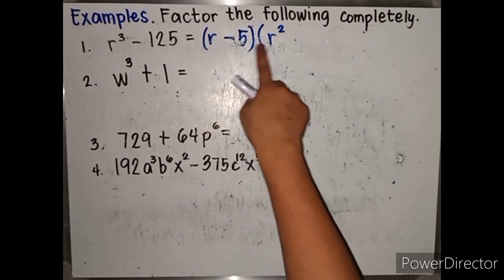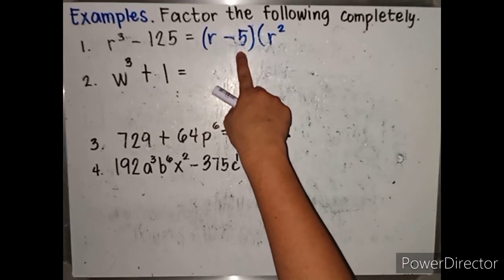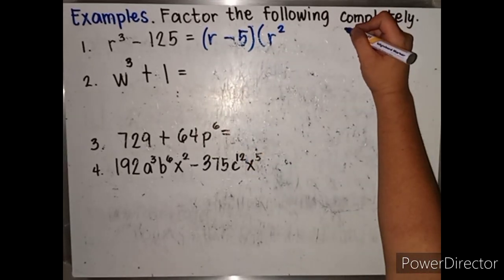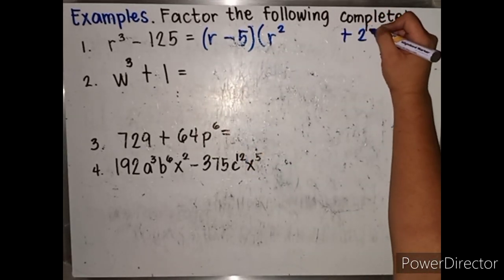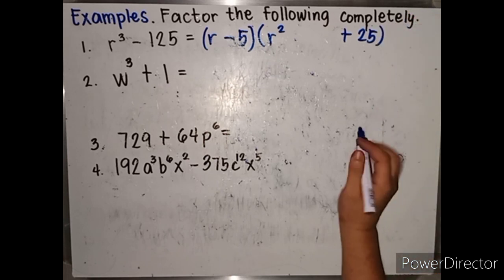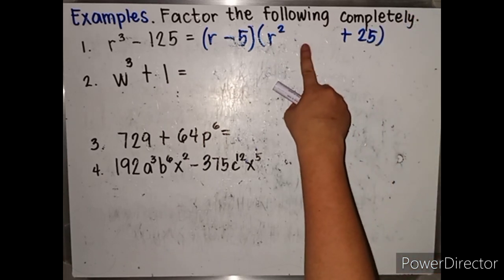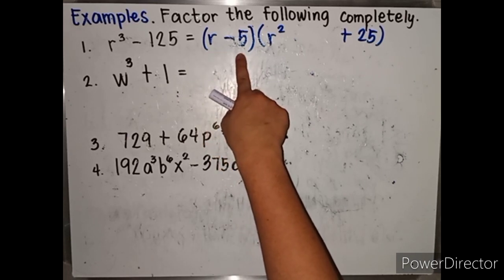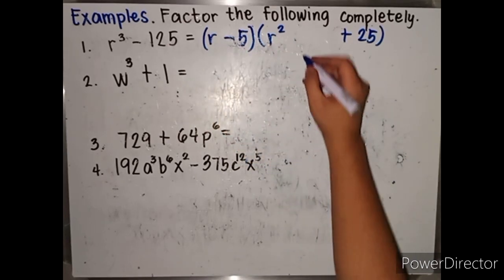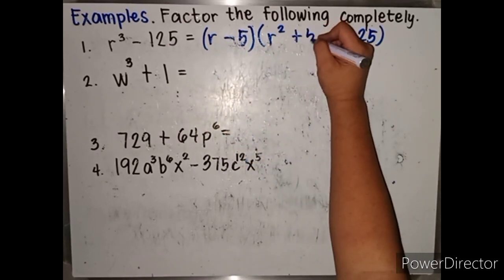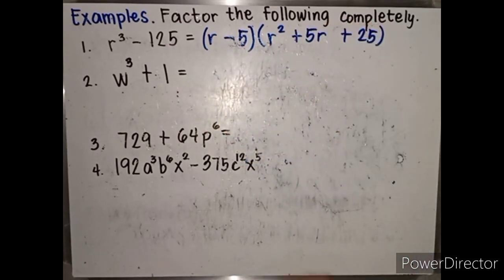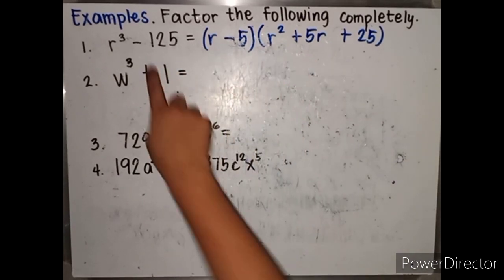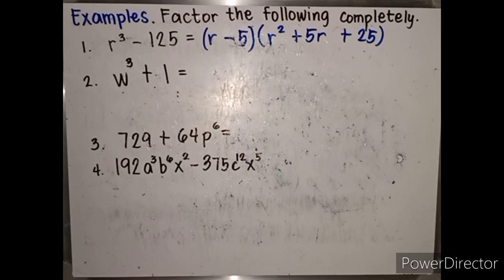Square the first term, so we have r squared. Square the second term, so square of negative 5 is positive 25. And then, yung gitna na lang, so how do we get the middle term? Multiply them, r times negative 5, that is negative 5r, but opposite its sign, so therefore, this will be positive 5r. Okay? So, these are the factors of r cubed minus 125.